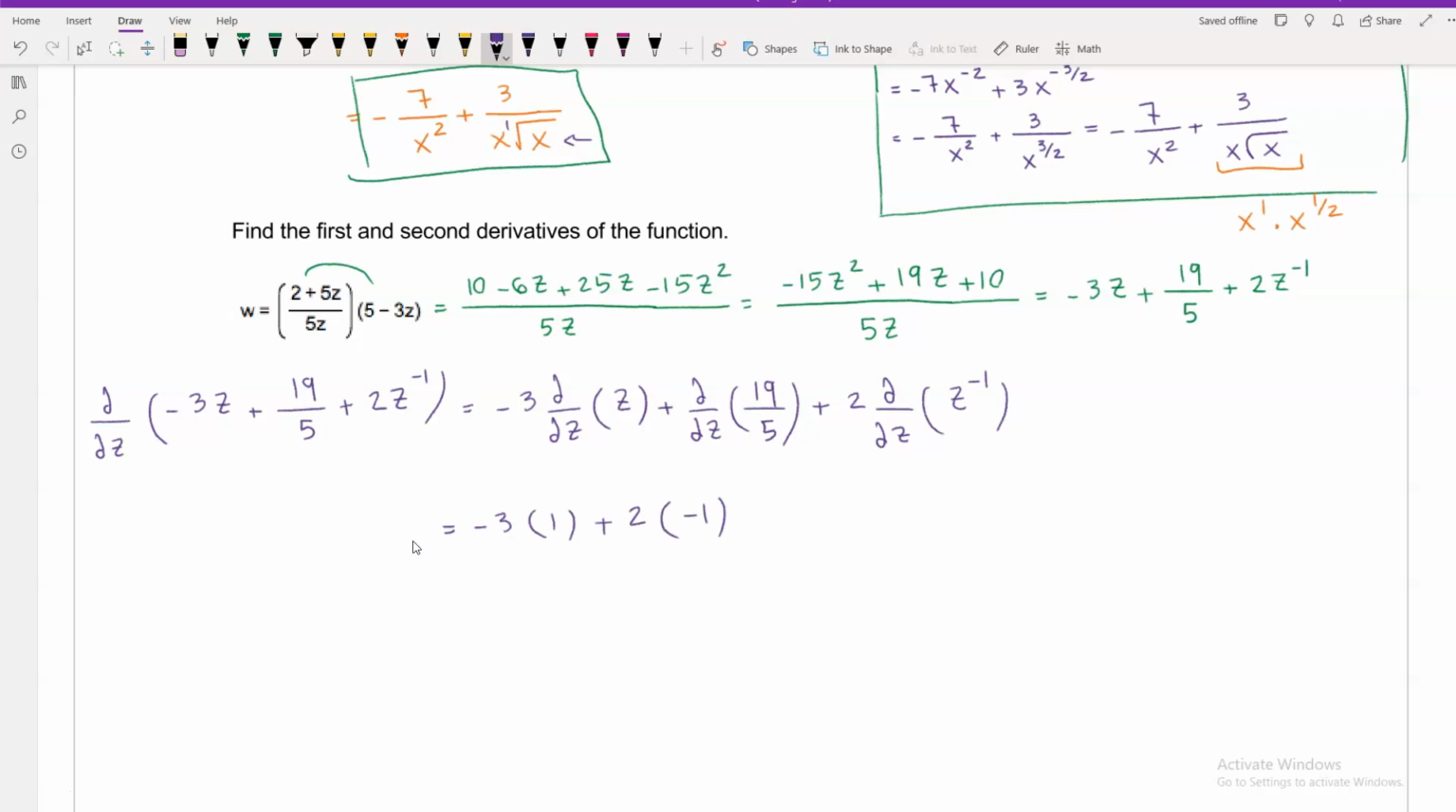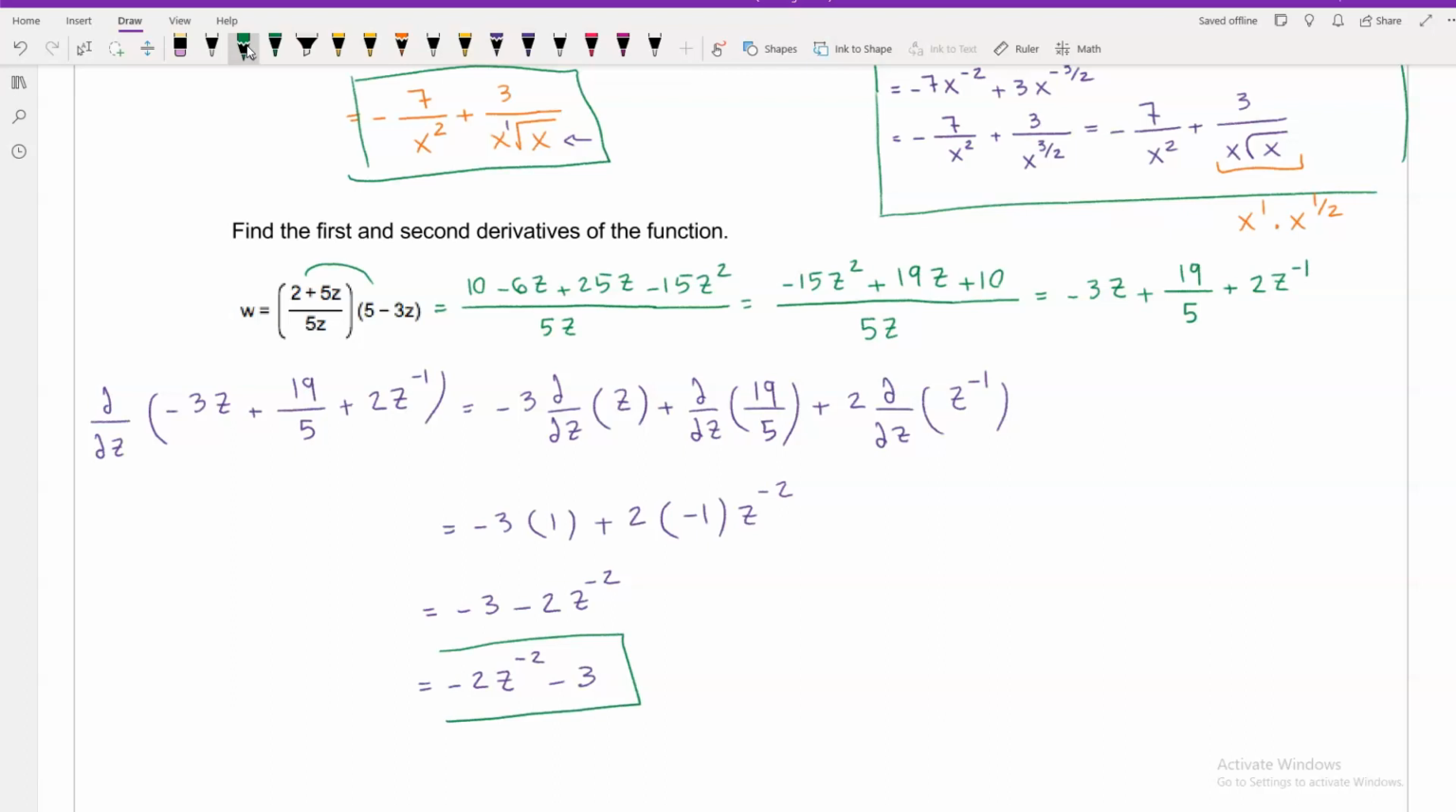So we have negative 1 times z to the power negative 1 minus 1, it's negative 2. So this is equal to negative 3 minus 2z to the negative 2. So I'm going to switch order because I want to have the part that has power first. So negative 2z to the power negative 2 minus 3. So this is the final answer for first derivative.